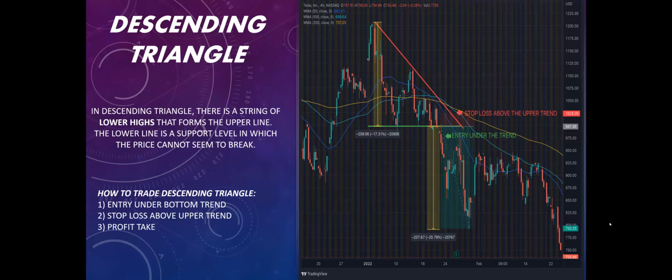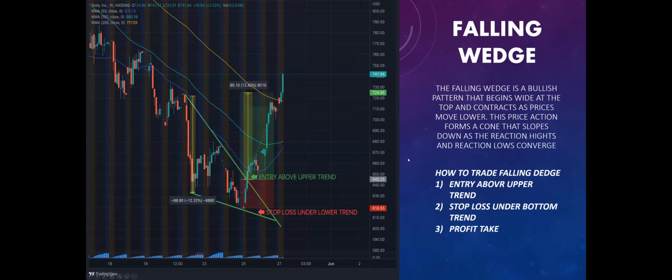For the profit target, it's going to be from the top to the bottom of the falling wedge. So in this situation, it was a 12 point move to the downside. We entered at the breakout. You can wait for a retest, or you can take the breakout. The ultimate target is the 12%.